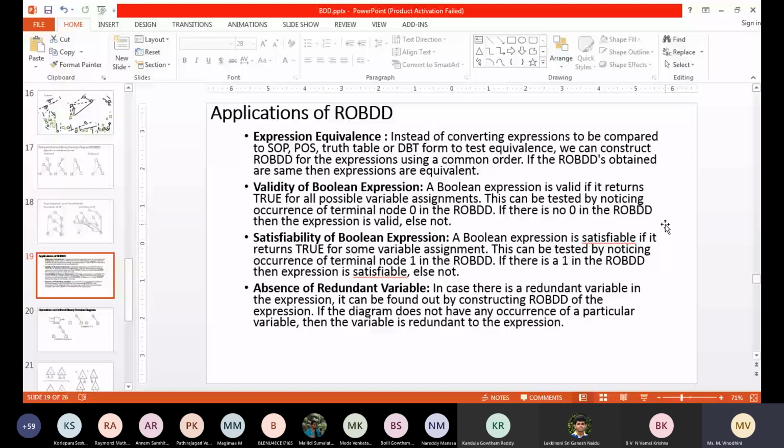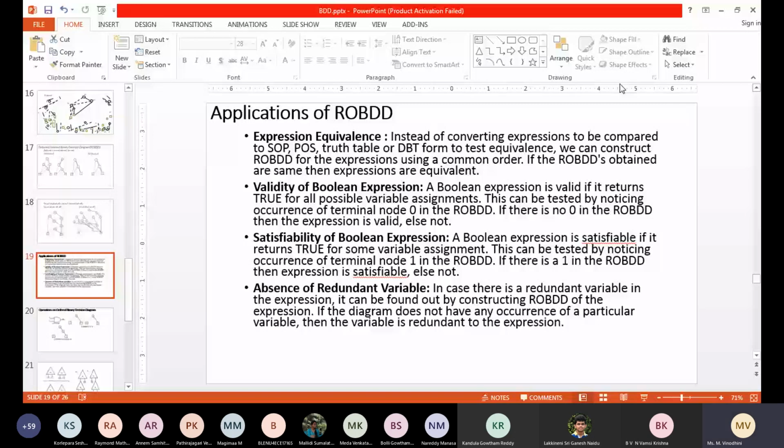So the applications of ROBDD are to check the equivalence of Boolean expressions, to validate a Boolean expression, to check whether the Boolean expression is right or wrong, or whether there is any redundant variable present in it or not. For these reasons, we will use ROBDD. Generally, if you want to check anything with a Boolean expression, we will go with ROBDD. So that is considered an application of ROBDD.